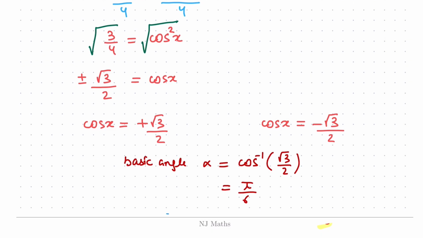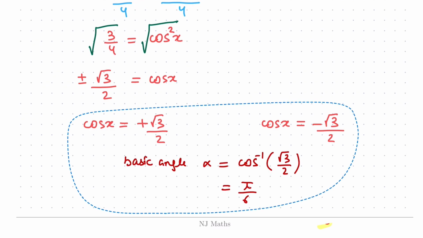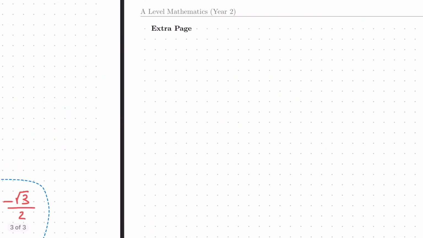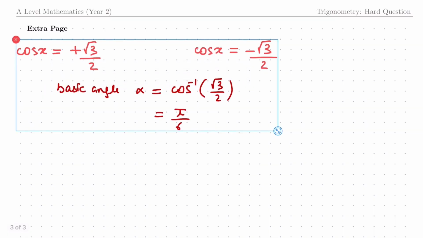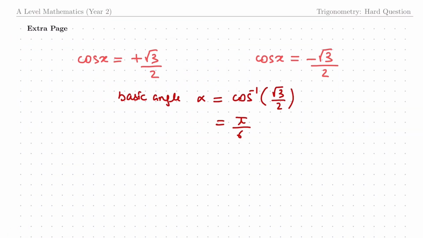I will copy this last part to the next page. Right, so for this first one, since cos is positive, we have a positive sign here. So cos is positive in either the first or the fourth quadrant. So our solution, the value of x, has to lie either here or here. Similarly, we can do it for the other equation.